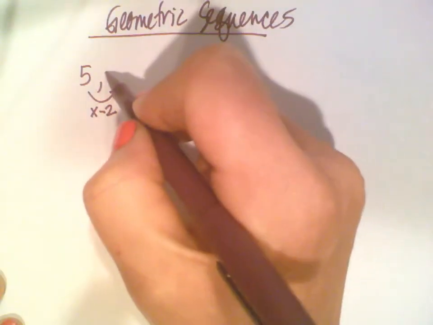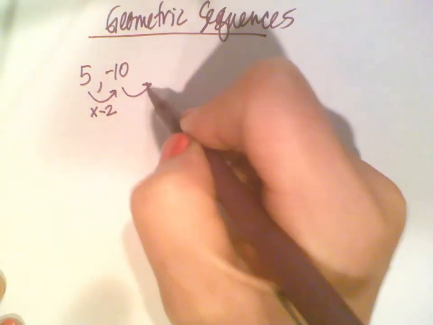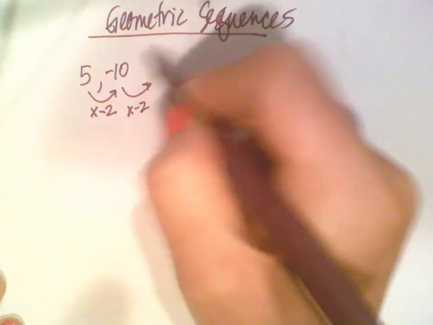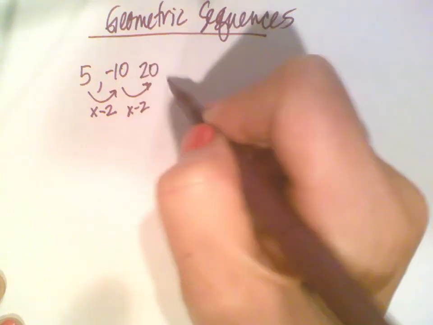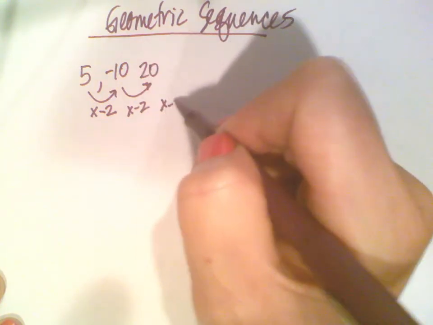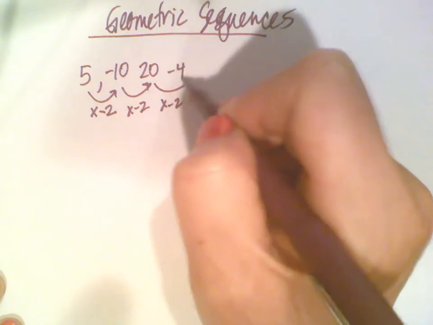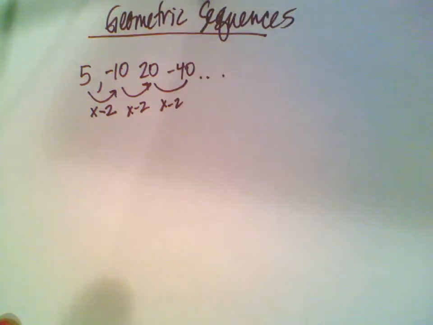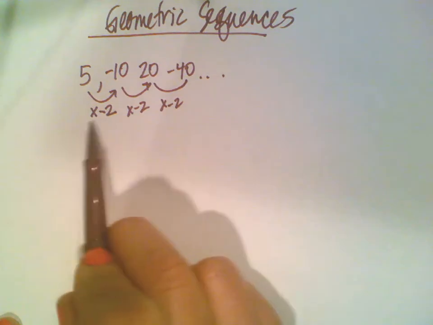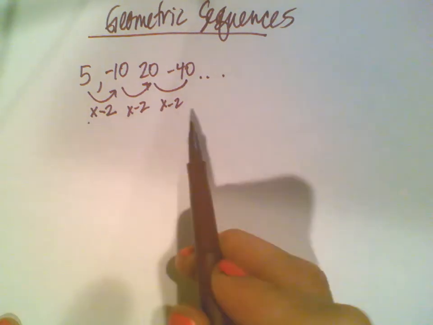So then my next term would be -10. And then I would move on times -2, and my next term would be 20. And times -2, and my next term would be -40, and it would continue on and on like that. So that's what makes a geometric sequence, the fact that you multiply each time.